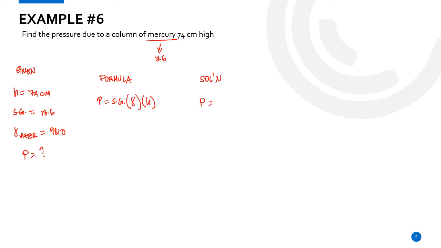Solution: pressure is equal to specific gravity times specific weight times height. Pressure is 13.6 times the specific weight of water, 9810, times the height, 74. Oops, wrong, it should be 0.74, since it is in centimeters and must be converted to meters. So the pressure here should be equal to 98.7 kilopascal. That is the pressure of mercury 74 centimeters high.